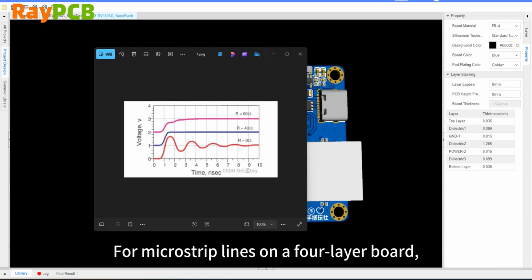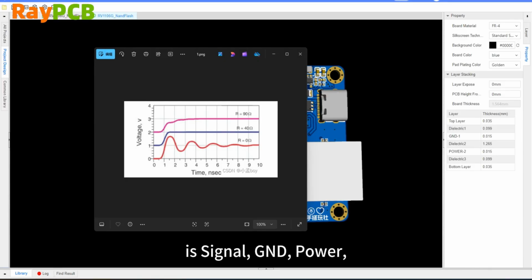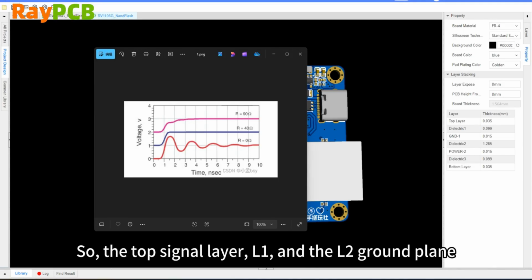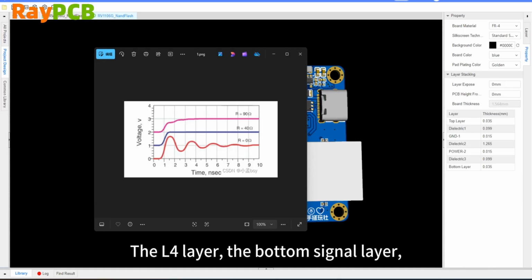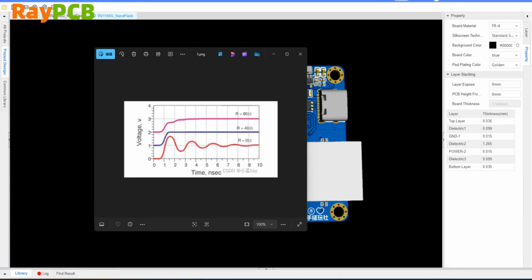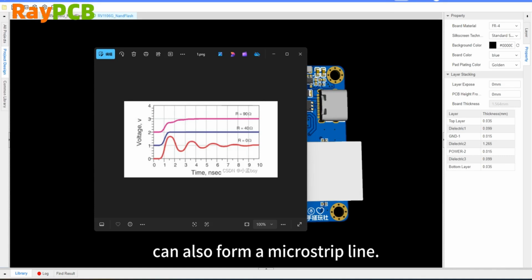As for microstrip lines in a four-layer board, our recommended four-layer board structure, which you should remember, is signal, ground, power, and then signal. In this case, the L1 layer is the signal layer, and the top layer signal, together with the L2 ground plane, forms the microstrip line structure. The L4 layer is the bottom signal layer, and together with the adjacent L3 power plane or the L2 ground plane, depending on the order of power and ground, can also form a microstrip line.